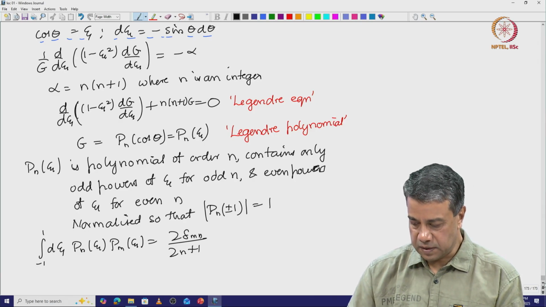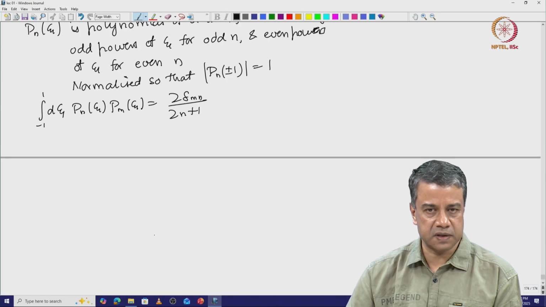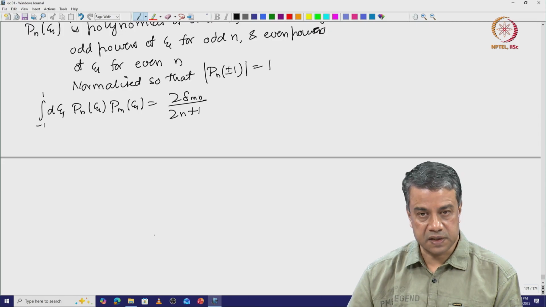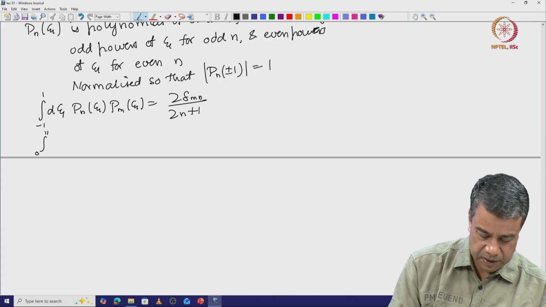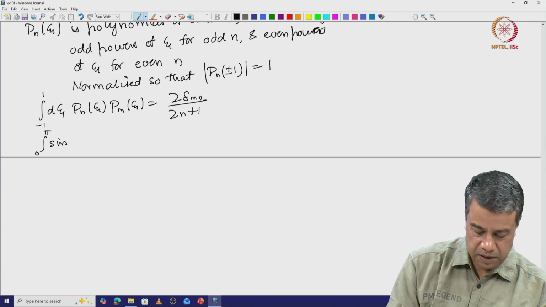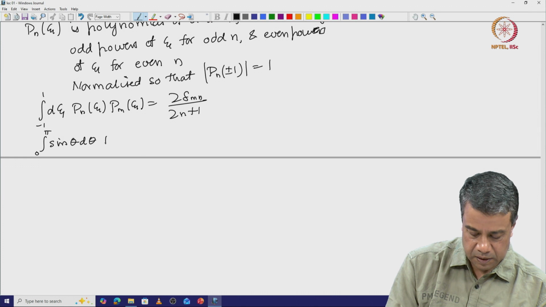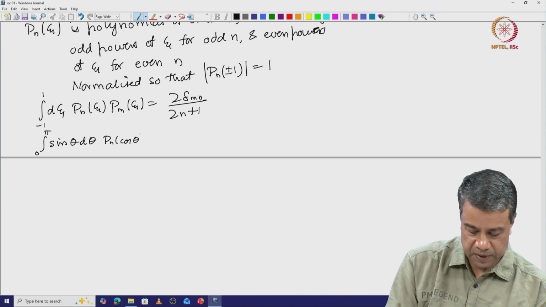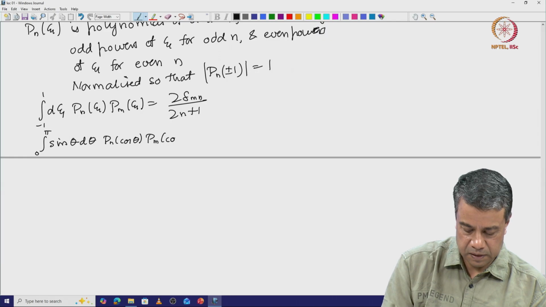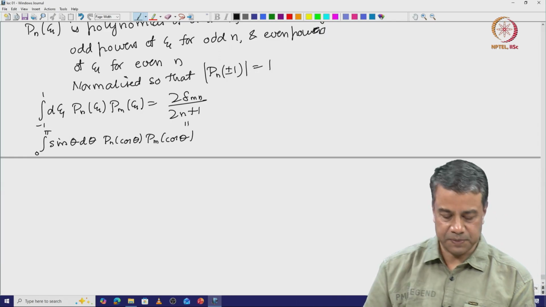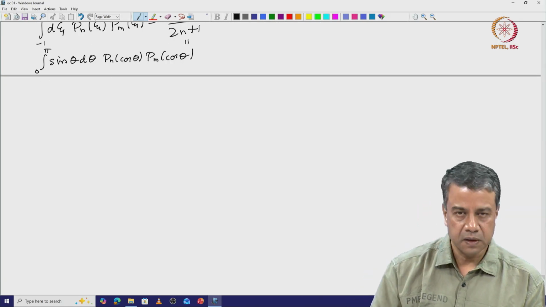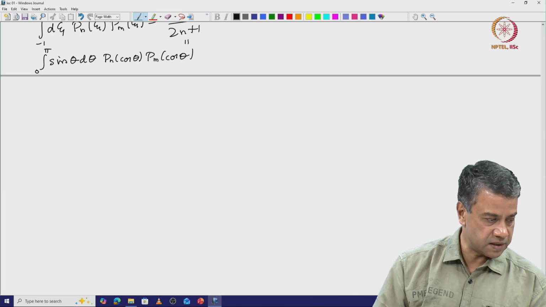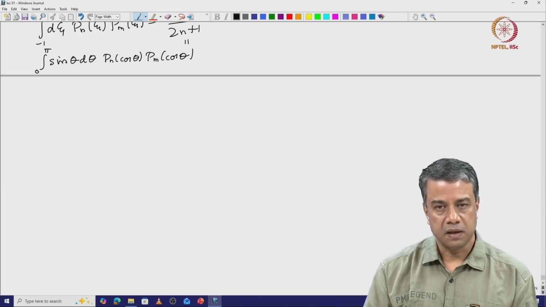These form an orthogonal basis set similar to the sine and cosine functions, the Legendre polynomials that we had, except that this is now defined for psi going from -1 to +1 or for theta going from 0 to pi. In this case, the integral will be sin theta d theta Pn of cos theta Pm of cos theta, which is equal to the same thing, 2 delta mn by 2n plus 1. So, that was one part, we solved for the g part. The second part was for the radial contribution.